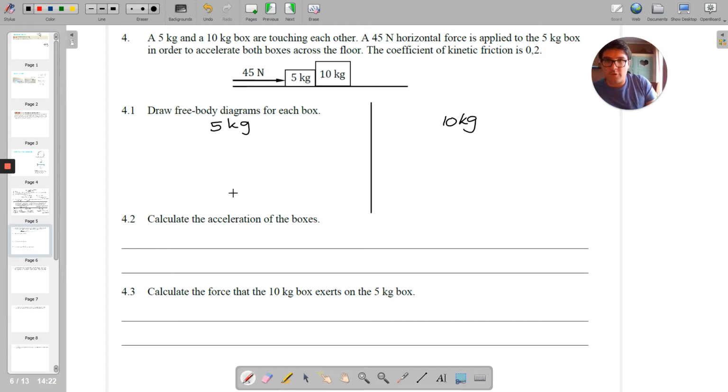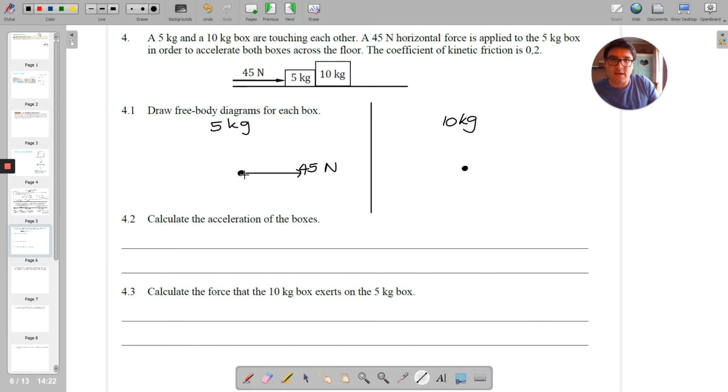are looking at 4.1 where they ask us to draw a free body diagram for each of the boxes. So first of all, for the 5 kg, it's on the 5 kg that the 45 newtons force acts. So that's our first force that we will draw in and represent, our 45 Newton force that is acting on the 5 kg.